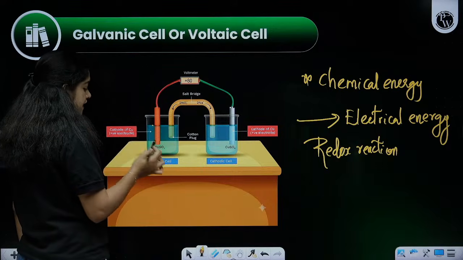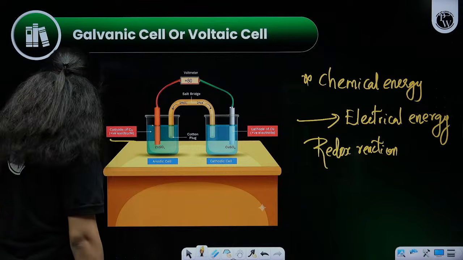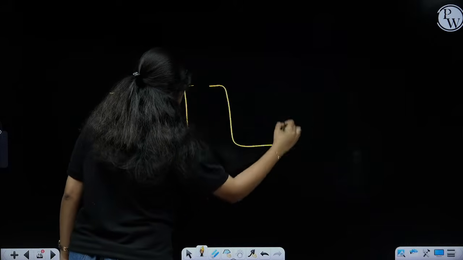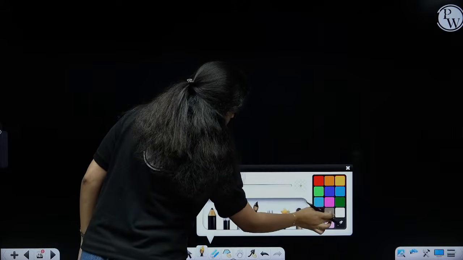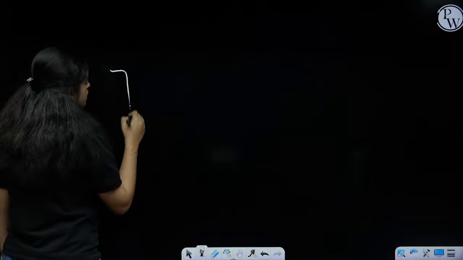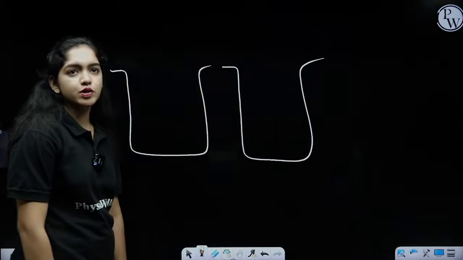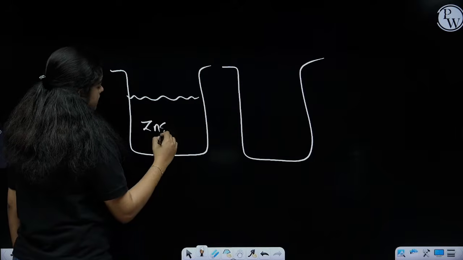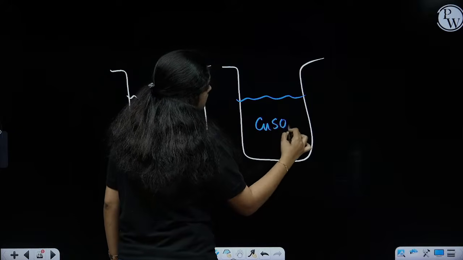I will draw. So we are going to draw the construction of the Daniell cell. It's an example of a galvanic cell. So two beakers we took. In the two beakers, we are going to fill the solution. In the first beaker we fill zinc sulfate, and the other one is filled with copper sulfate solution.